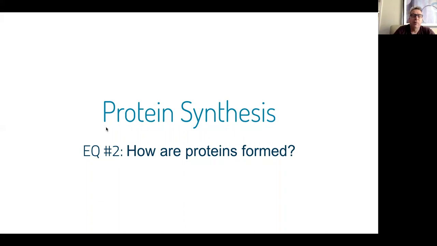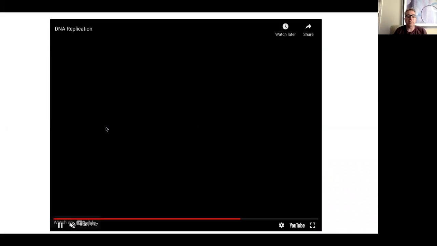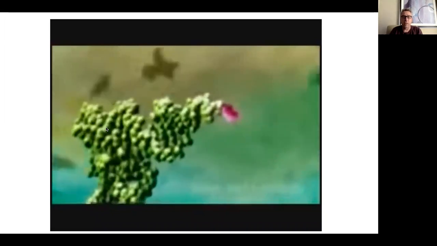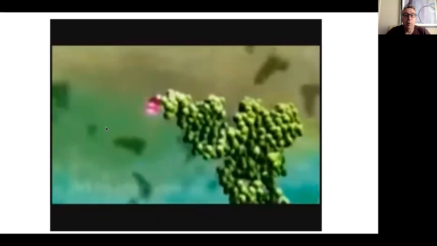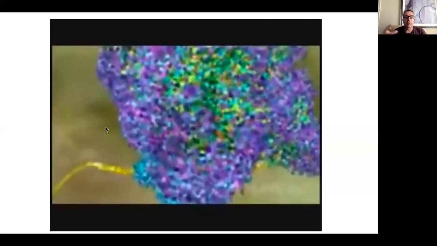So here we go. This is a short little video, and I showed this in class, and I think it's fascinating. Just so you can see the process. This is an animation, of course, of a protein being formed. So that little red thing is an amino acid, and we're going to learn that an amino acid is a building block for a protein.